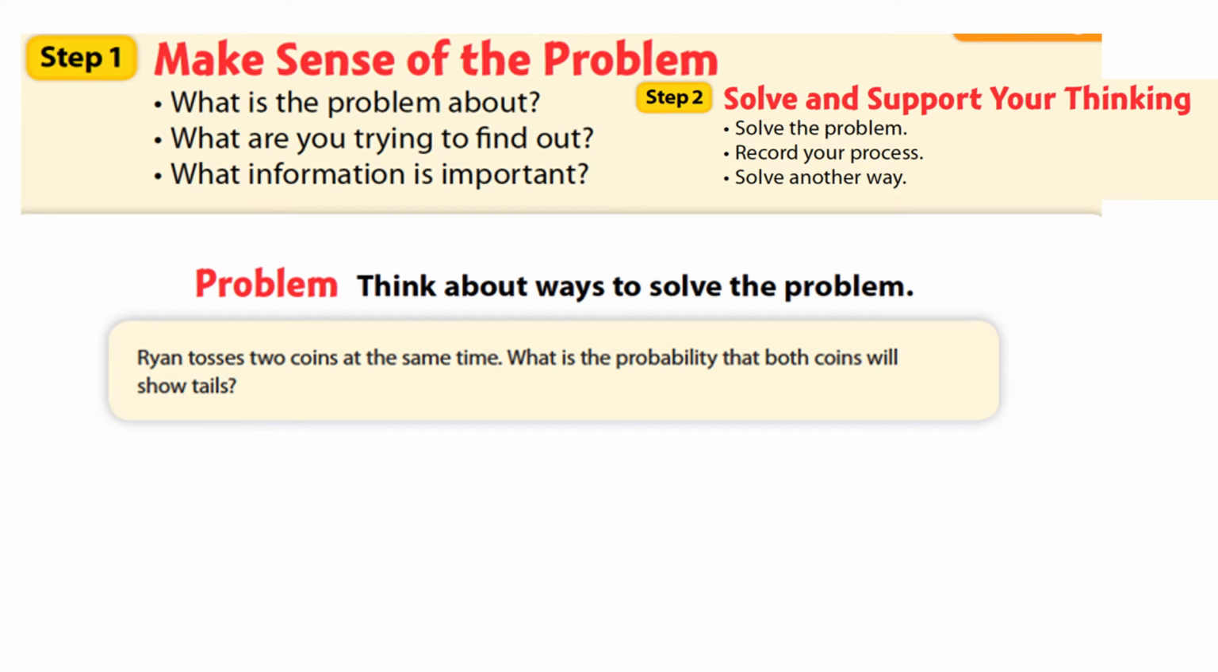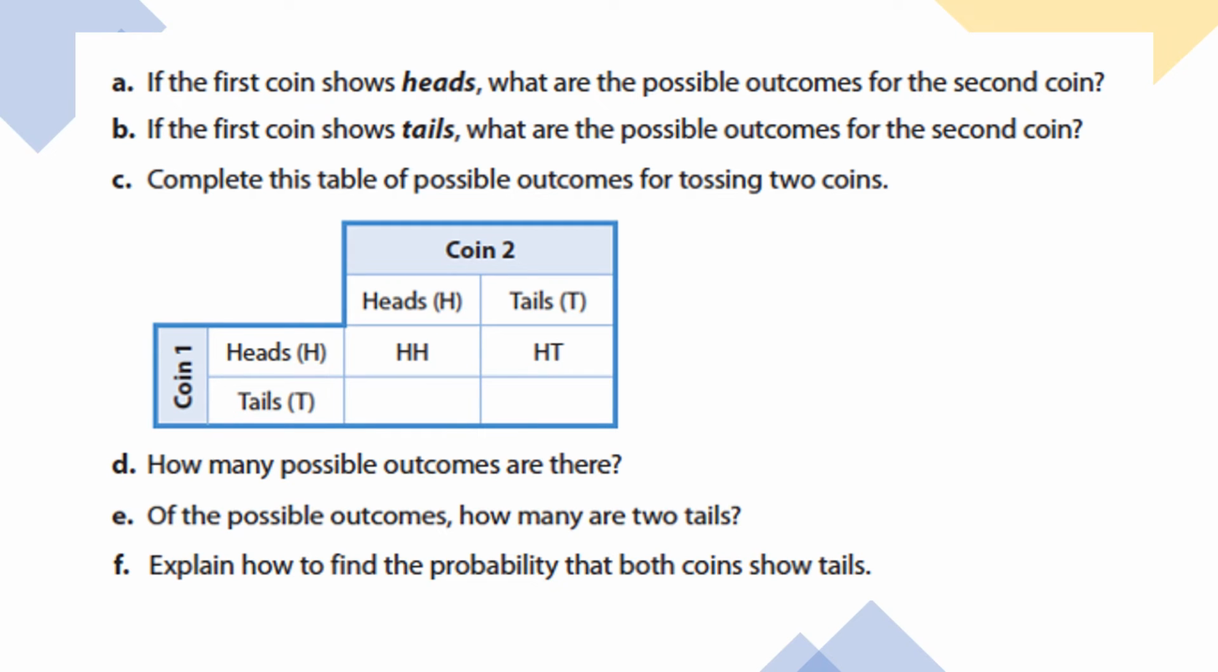So within our problem, if the first coin shows heads, what is the possible outcomes for the second coin? So we know the second coin is going to have to either be heads or tails. If the first coin shows tails, what are the possible outcomes for the second coin? Again, it's going to be heads or tails.